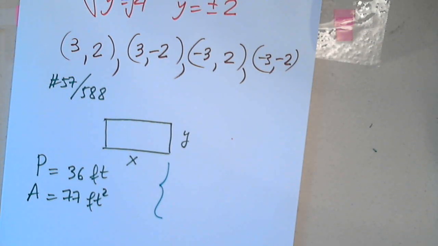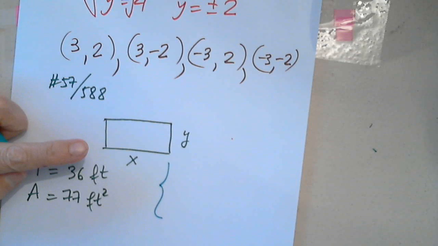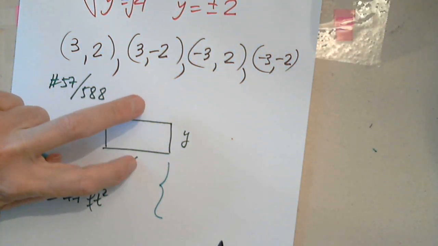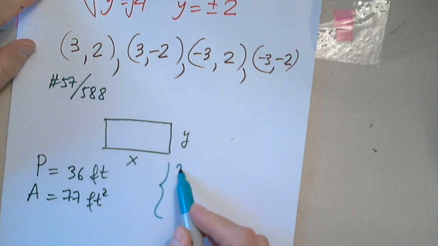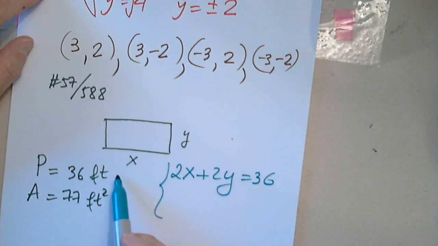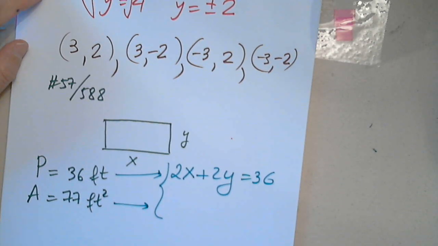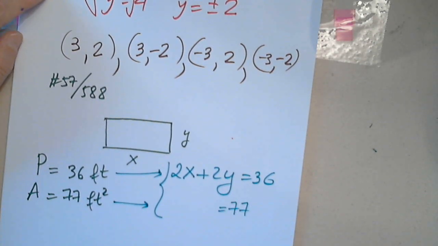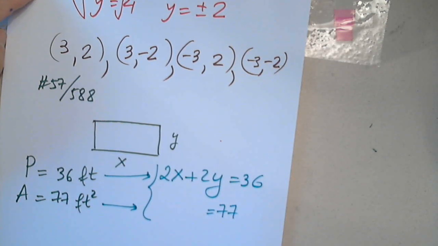X plus y equals 36. But twice, right? Twice x plus twice y. Yes. No, twice. 2x plus 2y equals 36. Very good. And now I need one for this. How do we write the area of the rectangle? Length times width. Very good. That's it.